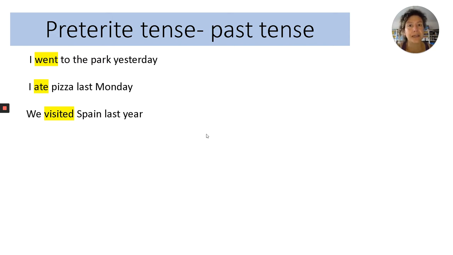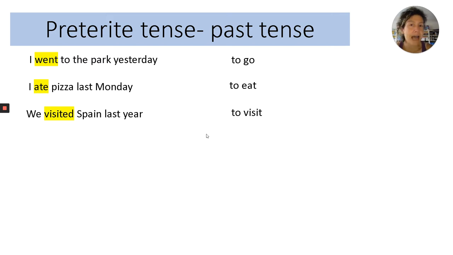Now, can you think for a second, where are those words coming from? What is the infinitive of these words in English? Can you think about it? Went comes from go, to go. Ate would come from eat, to eat. And visited, visit, or to visit. So, very similarly, this is what's going to happen in Spanish. We've got the verb, the infinitive, and from the infinitive, we are going to learn how to conjugate in order to put those verbs into the past tense.